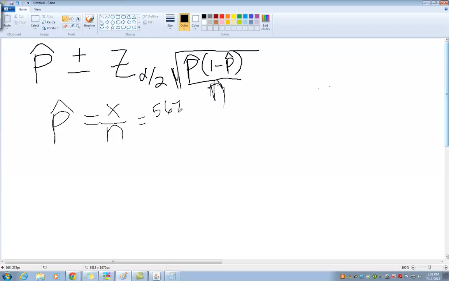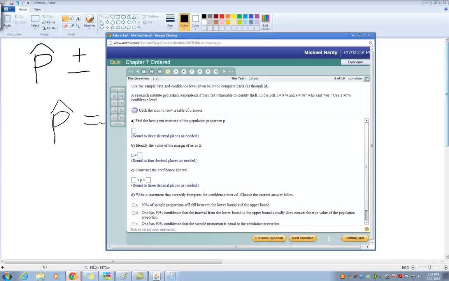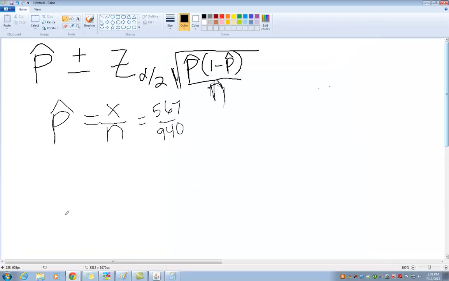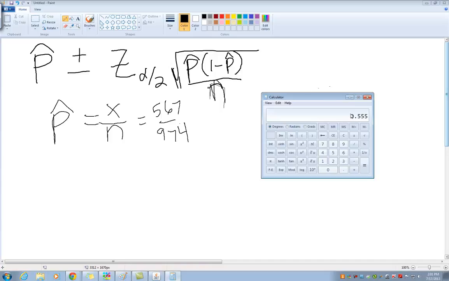567 divided by 940, I believe. Let me check it out one more time. 974 is what should be down here. 974. All right, so 567 divided by 974.